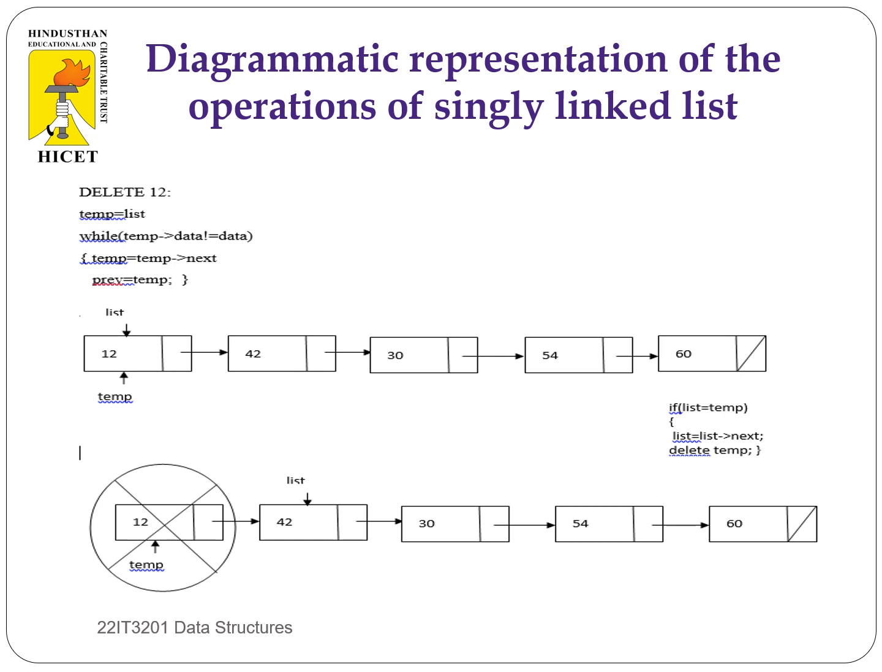What we have to do is make the list point to list of next, and then we can simply delete the temporary. So the node 12 will be deleted and we will have the current list starting from 42.